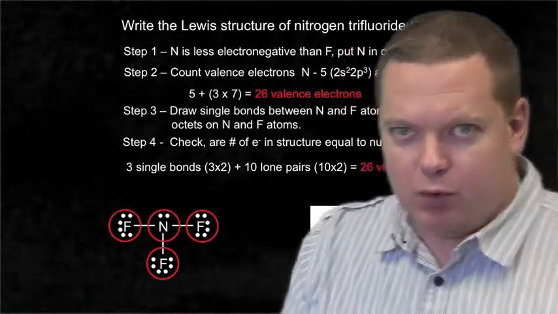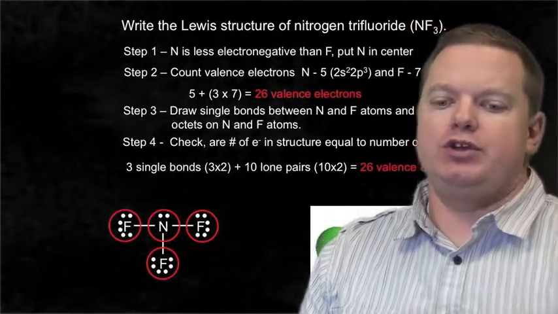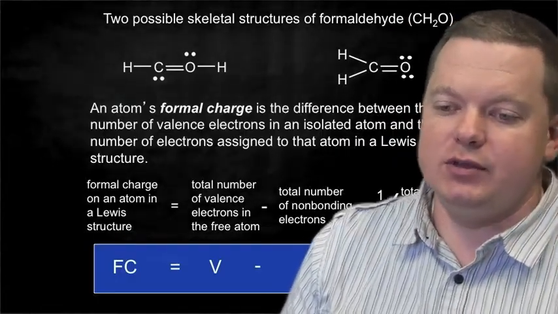So let's look at another example where we look at the Lewis structure for formaldehyde, which is CH2O.